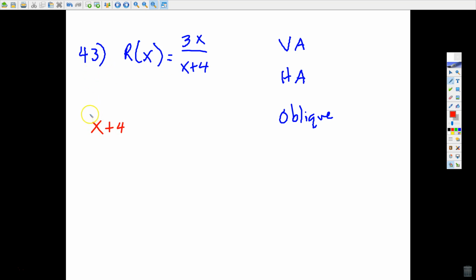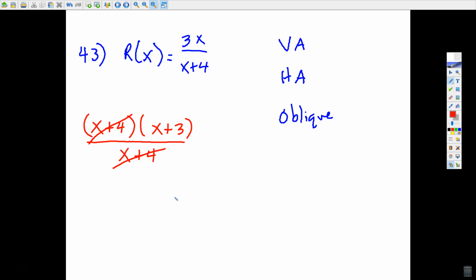This is not number 43, completely different problem, but I just want to make sure you're aware. Maybe I have this rational function, and I just made the statement that vertical asymptotes are numbers that make the denominator 0. So right away you might be thinking, well, I have a vertical asymptote at x equals -4. Well, the fact that I can cancel means that now I do not have a vertical asymptote.